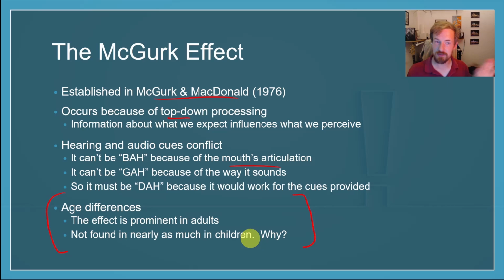So with children, the McGurk effect doesn't happen, and it's partly because they're not very good at putting the clues together of auditory and visual. Usually they'll just say it's just the auditory, that's usually how it works. They just say it's just the auditory that they hear.